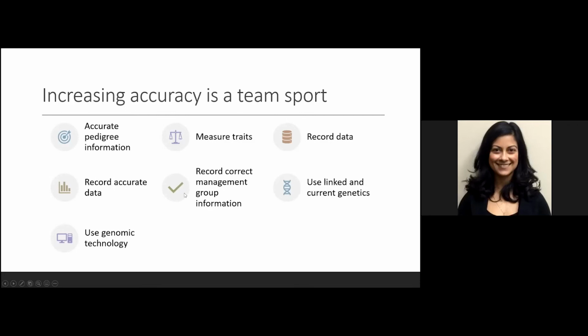The next really important thing when recording performance information is to record correct management group information. When we calculate EPDs, we compare individual animals' performance to their contemporary group average. And we make those contemporary groups using management information plus information like sex or ET or twins, things like that. You know, sex, for example, you don't want to be comparing heifer calves to bull calves.